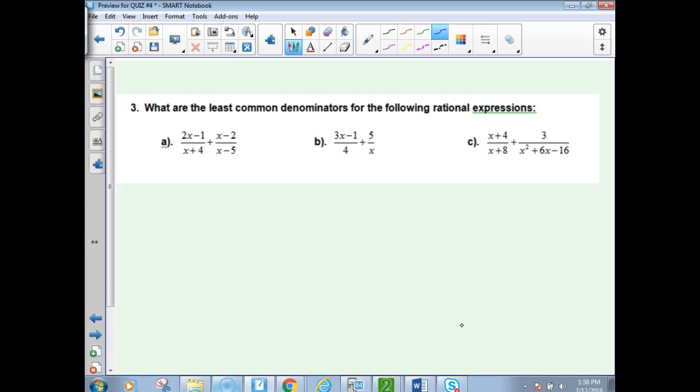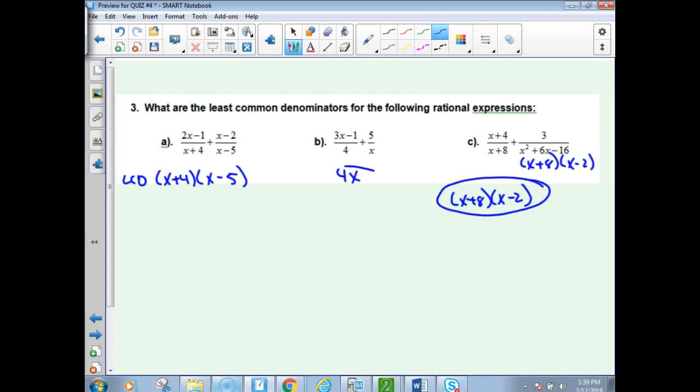What are the least common denominators for the following rational expressions? Well, the LCD for this one, there's one fraction and another fraction. Their denominators are entirely different. Do not consider that x is counting for each one. So the LCD would be x plus 4 times x minus 5. For the second one, it would be 4x. And for the third one, you would factor x squared plus 6x minus 16 to x plus 8 times x minus 2. And that would be the LCD, x plus 8 times x minus 2. Okay? Any questions about number 3?